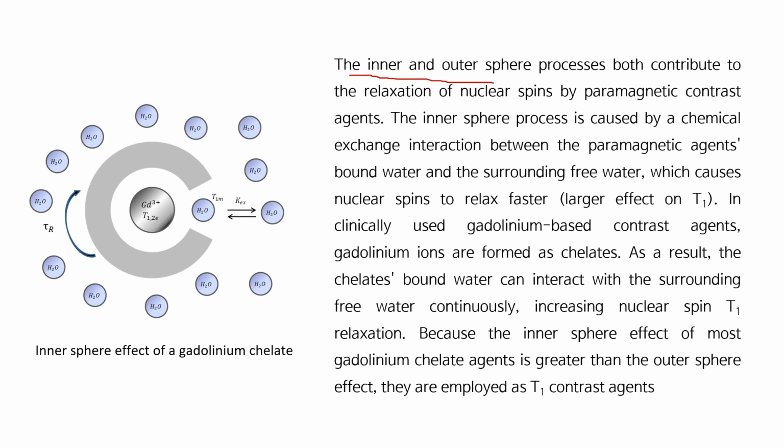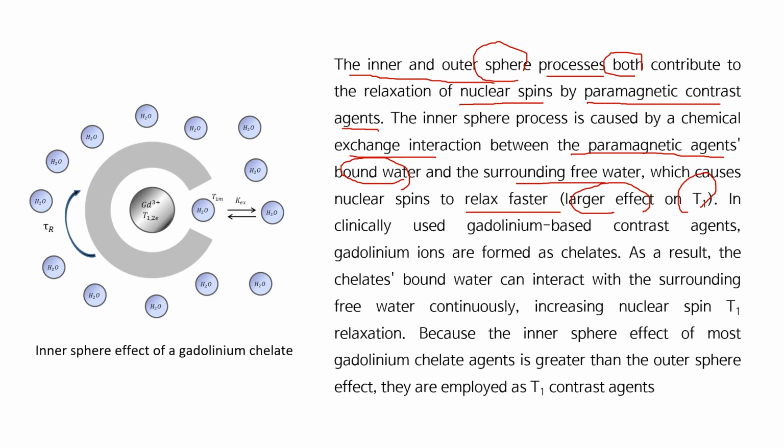The inner and the outer sphere processes both contribute to the relaxation of nuclear spins by paramagnetic contrast agents. The inner sphere process is caused by a chemical exchange interaction between the paramagnetic agent's bound water and the surrounding free water, which causes nuclear spins to relax faster, so it has the effect on T1.